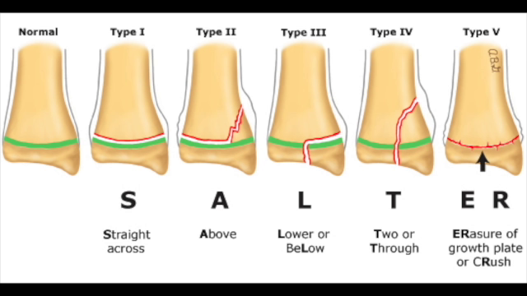A, you could say, means above, so it's the fracture that's above the growth plate. L for lower, which is a type 3, which is below the growth plate. T, which is a type 4, which is through, so vertically through the growth plate. And 5 is R, SALTR, and it's rammed, so it's rammed together. And this has the worst prognosis again, and leads to possible arrest of growth. SALTR, 1, 2, 3, 4, and 5.